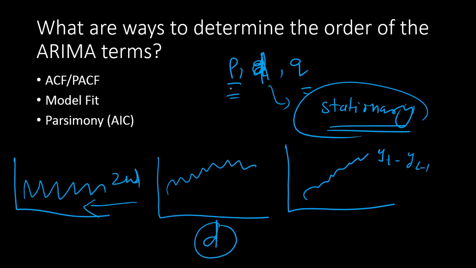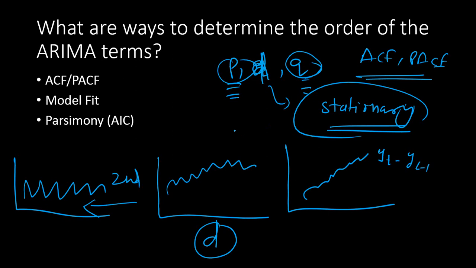Now the value of p and q you can get from the ACF and PACF, right? If you're not aware of what these ACF, PACF are, these are the autocorrelation function and the partial autocorrelation function. So please go through my video on the theory of time series analysis. It's explained properly. Okay, that you can do.